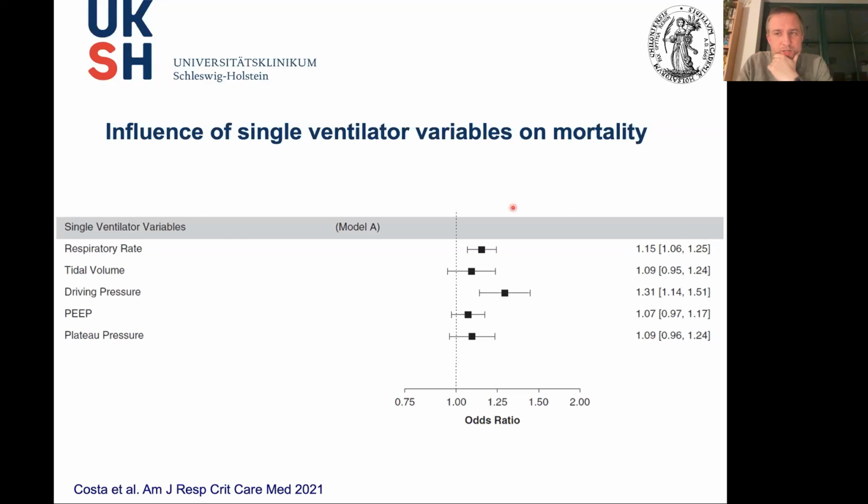This was recently confirmed in another analysis. Again, it was a multivariate analysis that looked at different models and looked at different ventilator variables. First, in the simplest model, a single ventilator variable, and they checked whether these variables were associated with a higher risk for mortality.